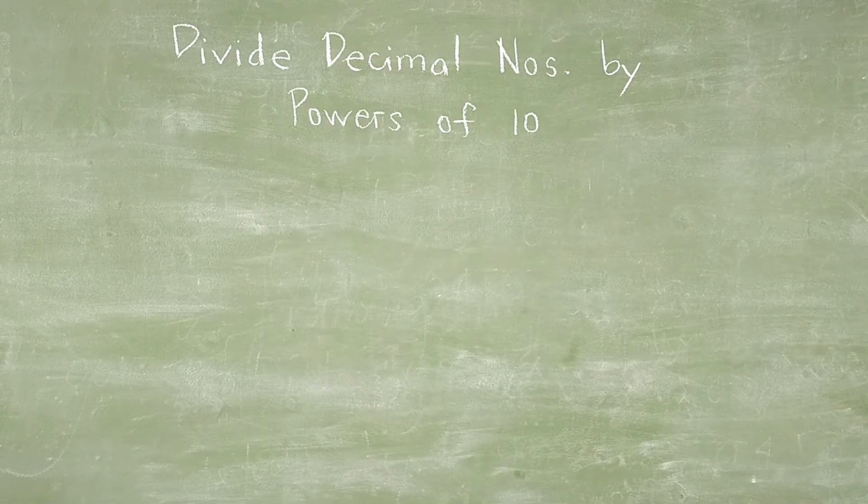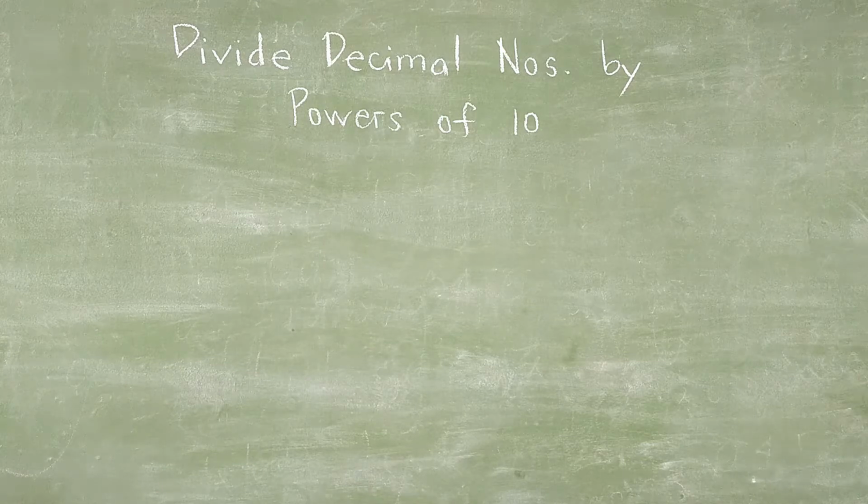Good day, everyone. Our topic to be discussed is about division of decimal numbers by powers of 10. When you say powers of 10, ito yung 10, 100, and 1,000. Or let's say 10 to the 1 power, 10 to the second power, and 10 to the third power. So, paano nga ba mag-divide ng decimal by 10, 100, and 1,000?